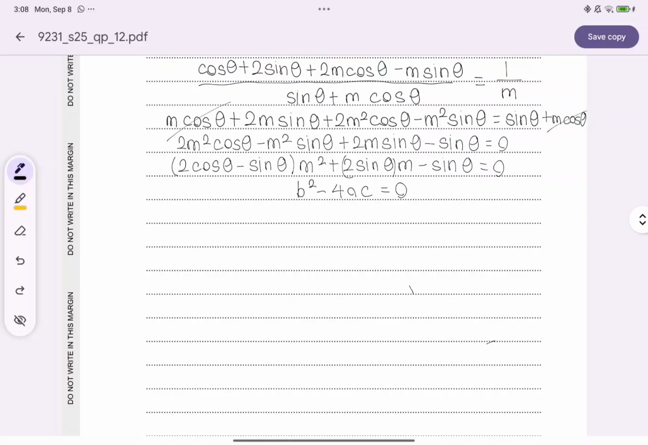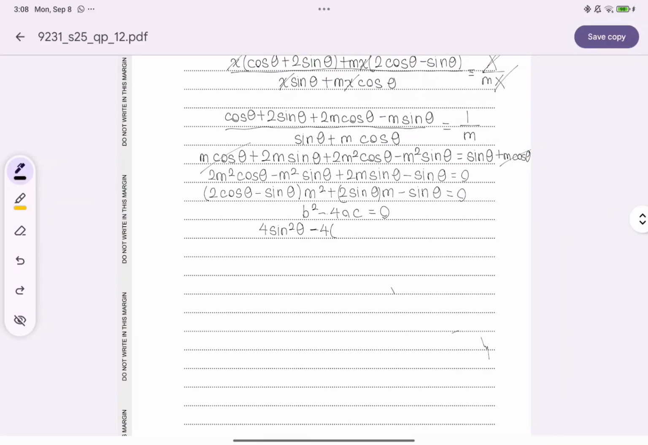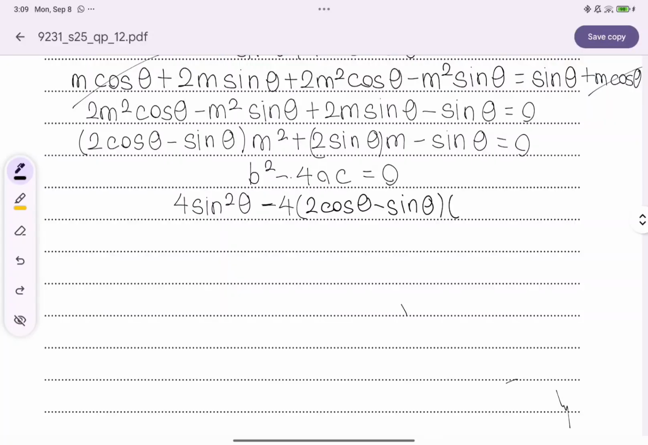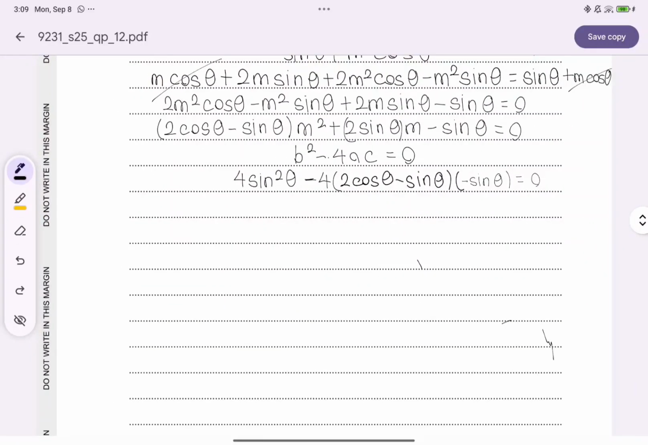So our b is 2 sine theta, so 2 sine theta squared, that's 4 sine squared theta, and then minus 4 times a, which is just the coefficient of m squared, so that is 4 times 2 cosine theta minus sine theta, times c, which is just minus sine theta, so times minus sine theta equals to 0. Oh, sorry for the random scribbles in here.